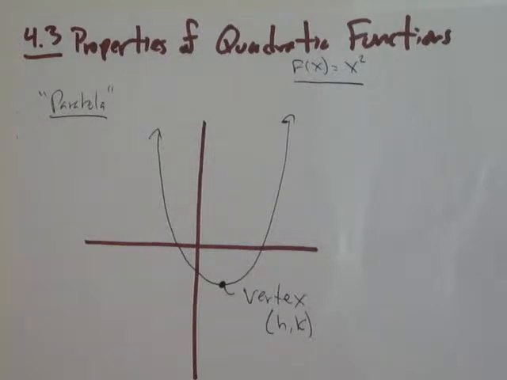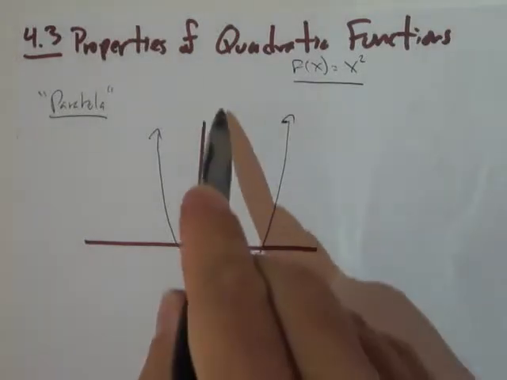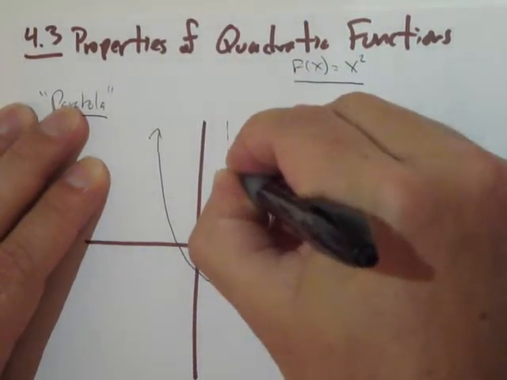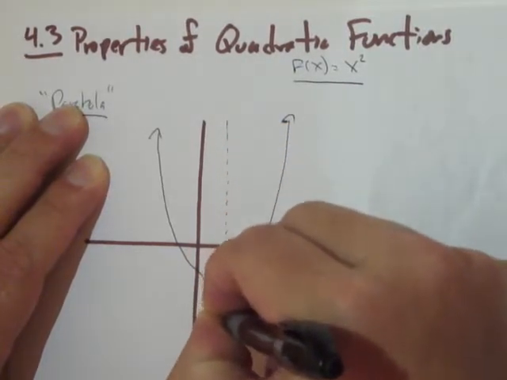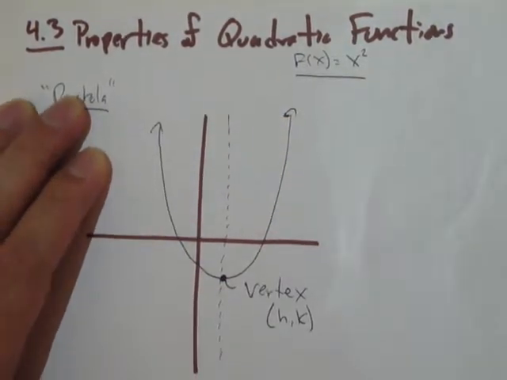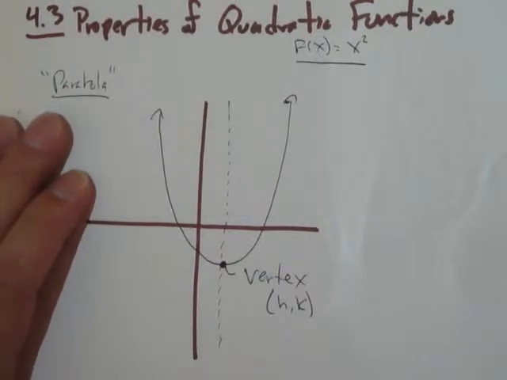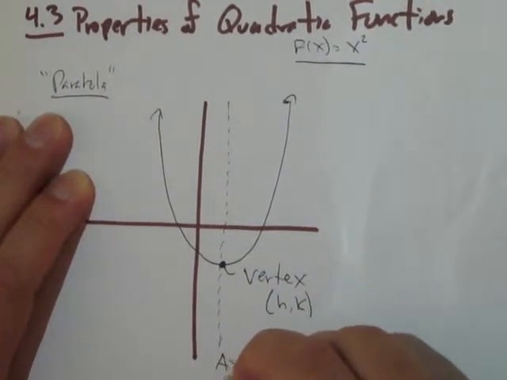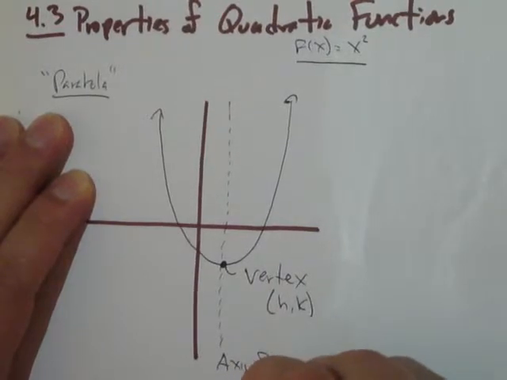Okay. Also, something about a parabola is it's symmetrical, left and right. You could fold it in half. If you wanted to, it should be exactly the same on both sides. And there's a line that you could fold it on, and that line goes right through the vertex. It's a vertical line that goes right through the vertex. That line is called the axis of symmetry.